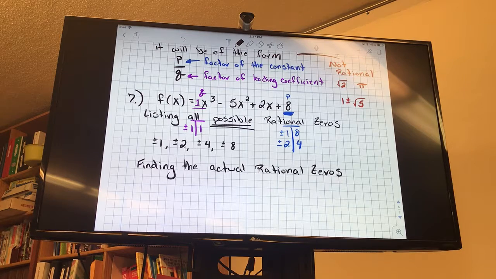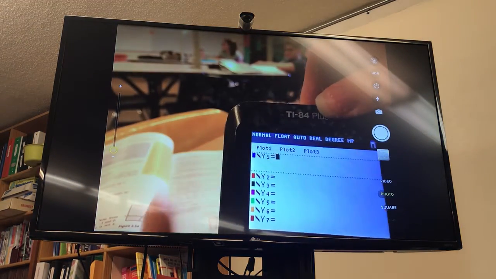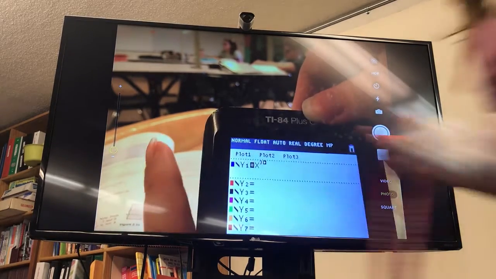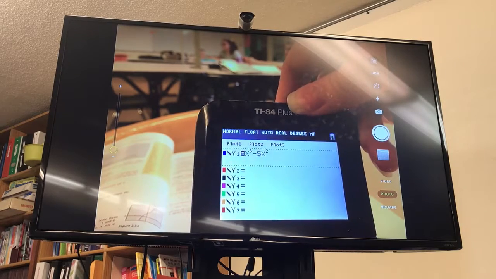So what's the easiest way to do it using your calculator? Graph and trace, or I like graph and table, because one thing about the table is that you don't need to be in the window to get it to work. So I like graphing and tabling. So what did we have? x to the third minus 5x squared plus 2x plus 8.